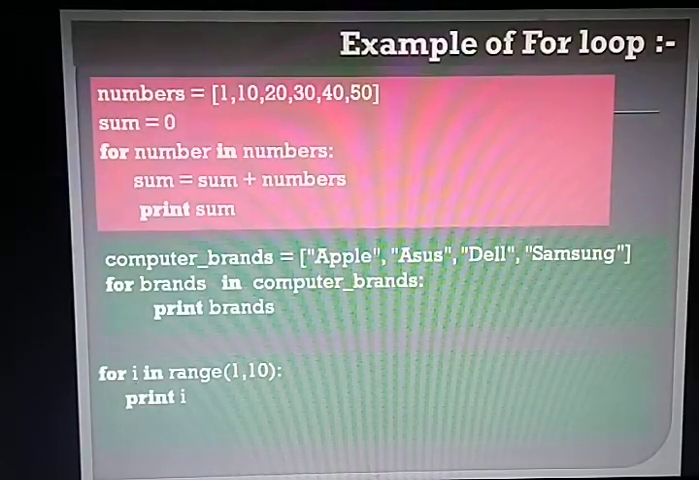A few examples: here there are numbers, one list is there, and we are using a for loop with the help of the list. Each number coming from the list, we are just adding it. The second example is a string, and the third example is again the numbers 1 to 10.